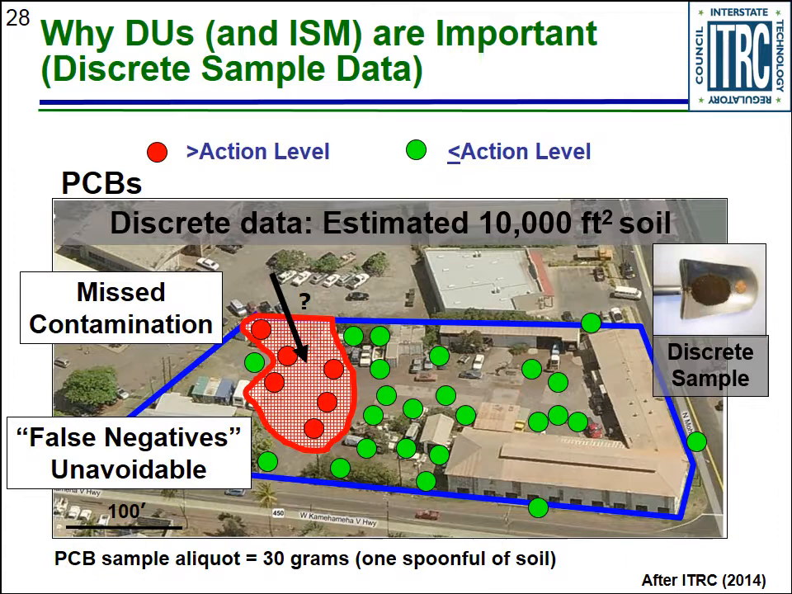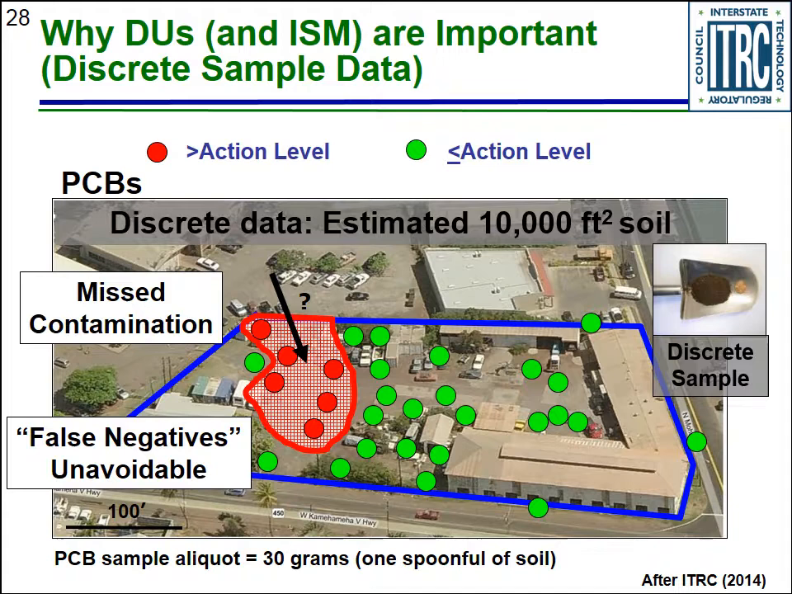So this is a slide from ITRC's ISM, Incremental Sampling Methodology, webinars. This is a former power plant site in Hawaii, and we helped write some of the case studies for that. We're going to talk about ISM and ITRC at the very last slide of this presentation. So again, at this site, our office actually went out several years ago and collected 30 discrete samples. We thought that we had found the main core of contamination. It matched up with historical data pretty well. We estimated at the surface about 10,000 square feet of contaminated soil.